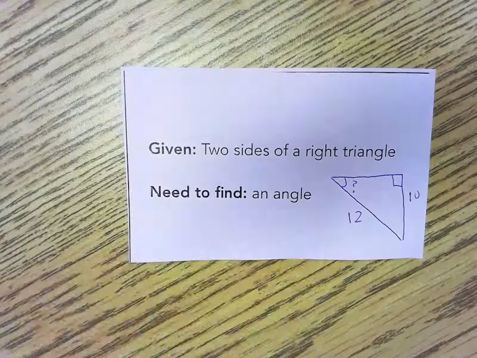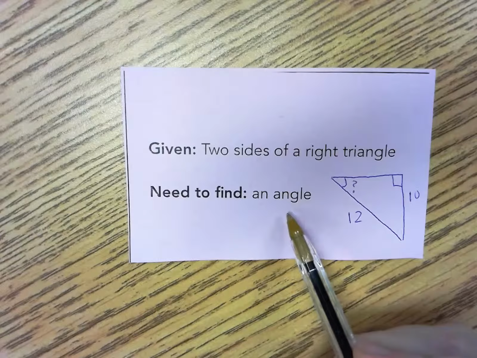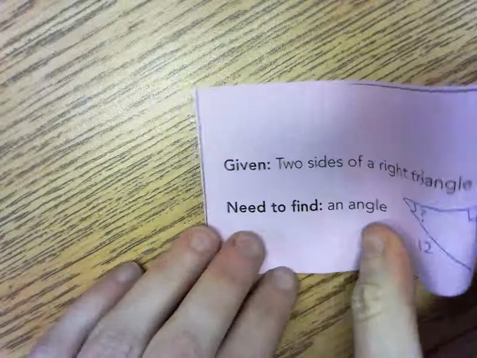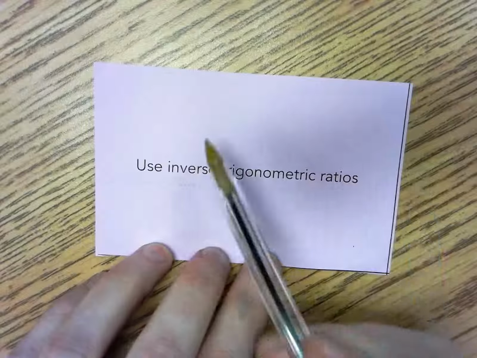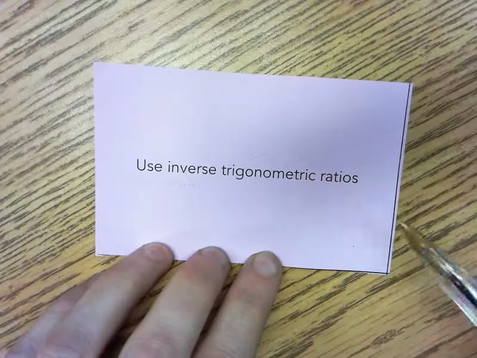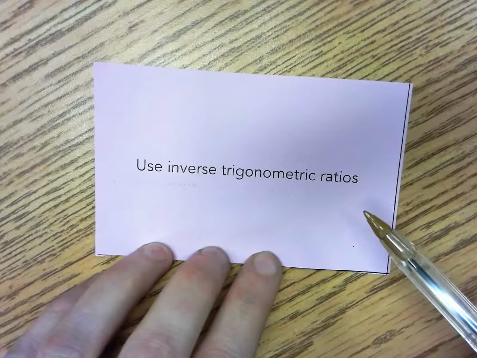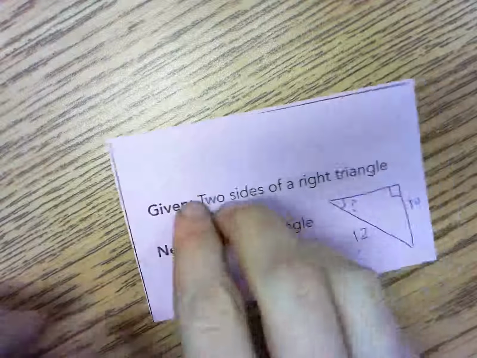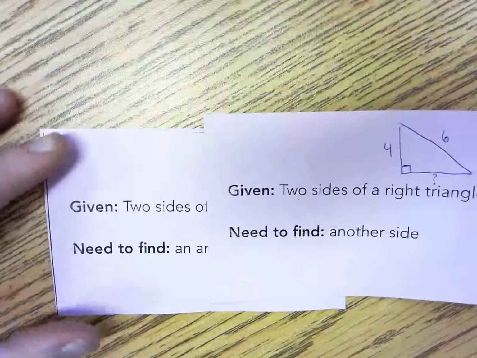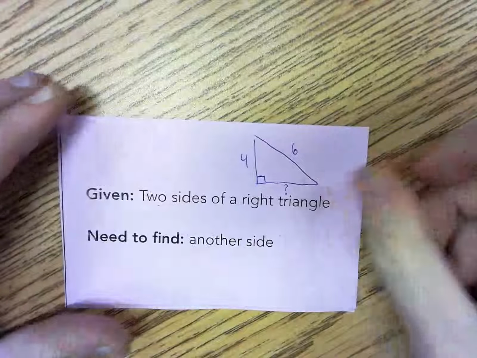Whenever you're given 2 sides and it's asking for an angle, we solve that with the inverse trigonometric ratios. We're not going to write anything on this side because you actually have a card that has the inverse trigonometric ratios on it that we'll get to in a little bit. So turn that card back over. Grab the other card that you set to the side. Put them in a stack. Make sure the givens are on the same side.